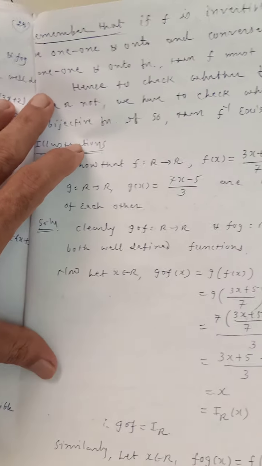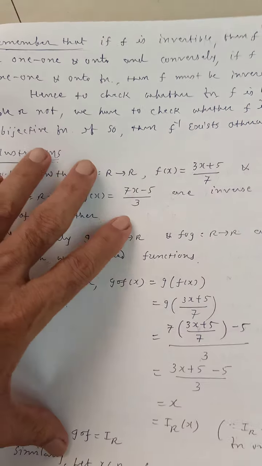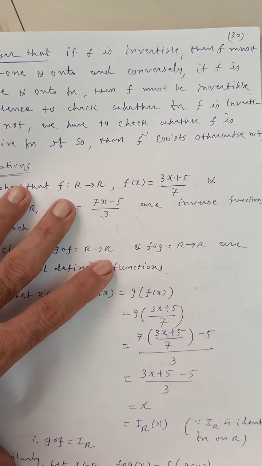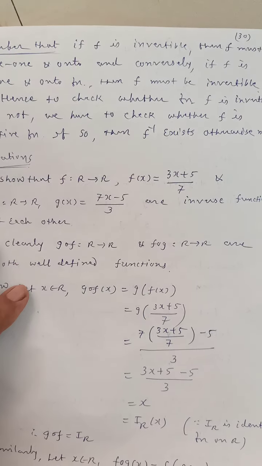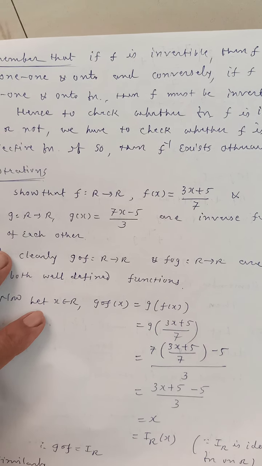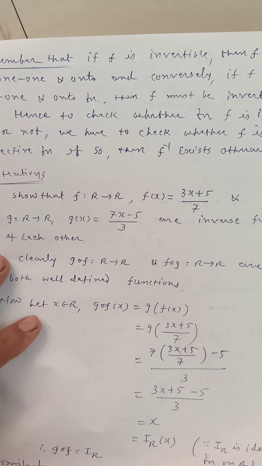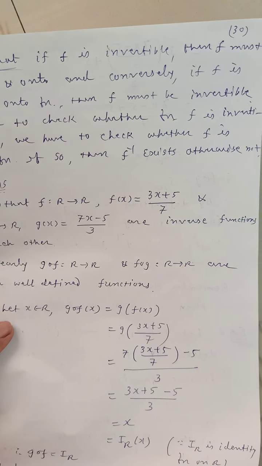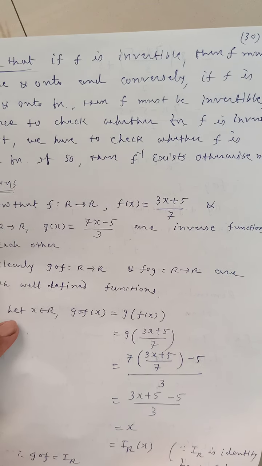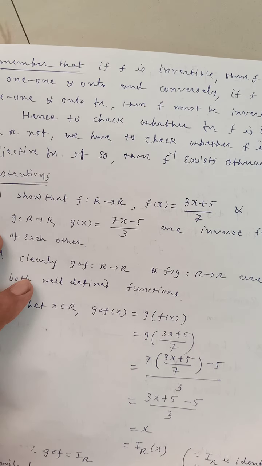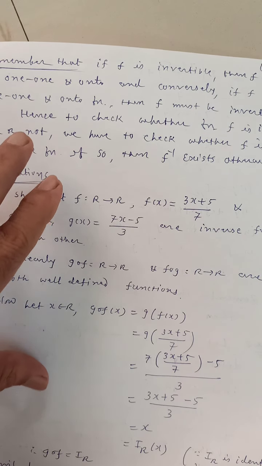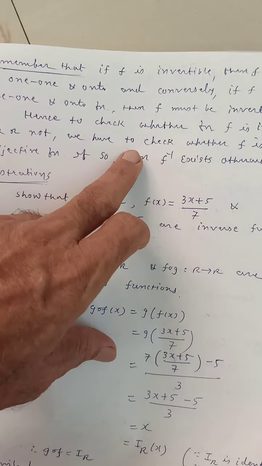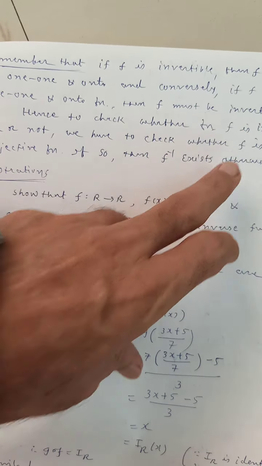Now remember that if f is invertible, then f must be one-one and onto. Remember, must be one-one and onto. When f is invertible, then f is one-one and onto. Conversely, if f is one-one and onto, then also f has an inverse, means f must be invertible.